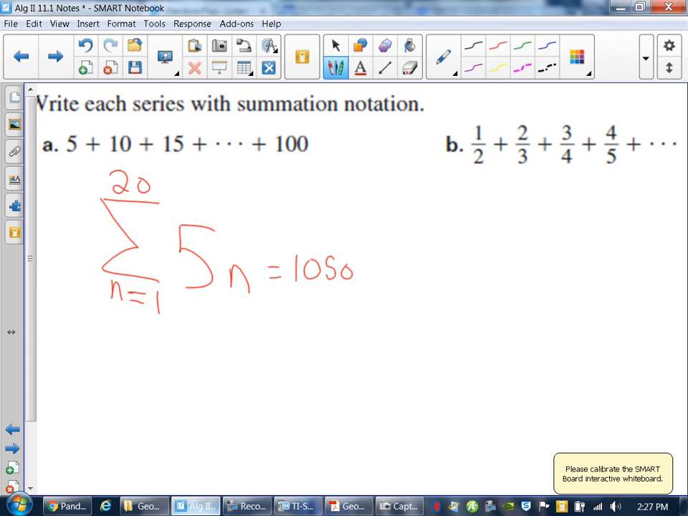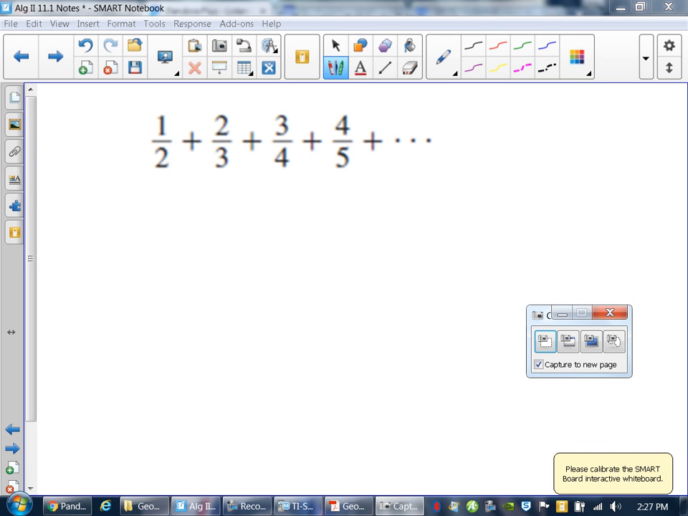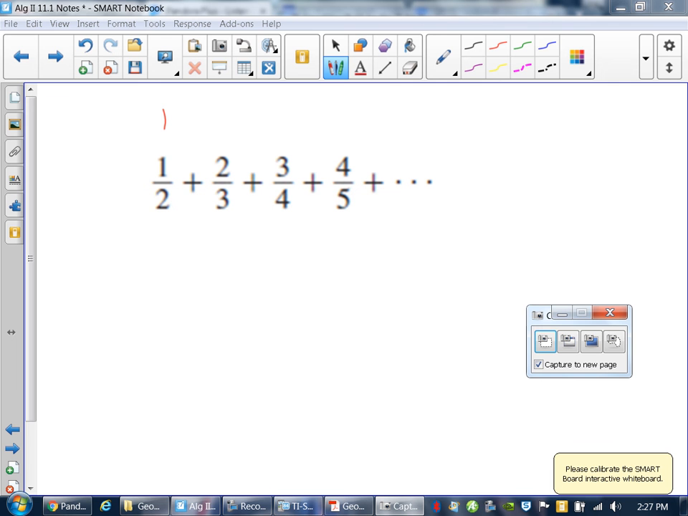The next one's a little bit trickier. Put this on a separate sheet. It's 1 over 2, 2 over 3, 3 over 4, 4 over 5. So, I don't know how to write that in numbers. So your first term, second term. Very good. How did you know that?